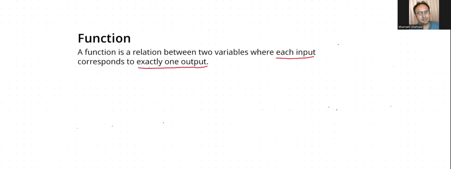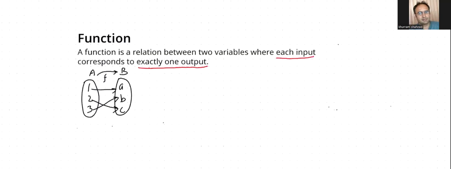So what does it mean? I'm going to explain with the help of an example. This is an example of a function. This is some set A and this is some set B. A has elements 1, 2, and 3, and B has elements a, b, and c. I am naming this relation f. 1 is mapped with a, 2 is mapped with c, and 3 is mapped with b.